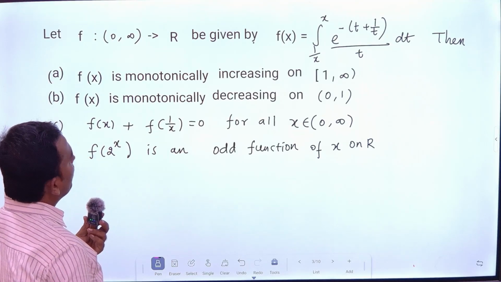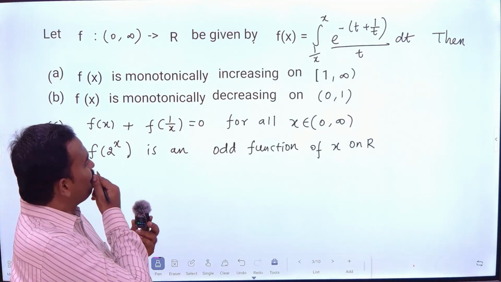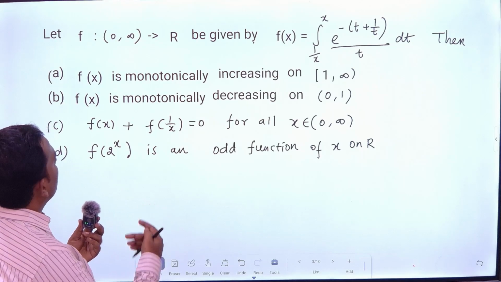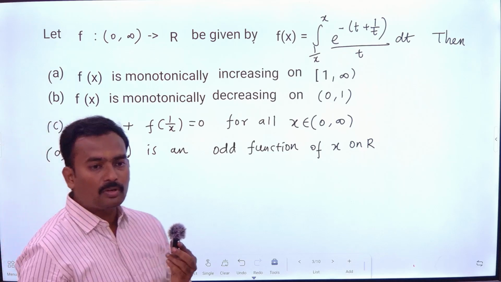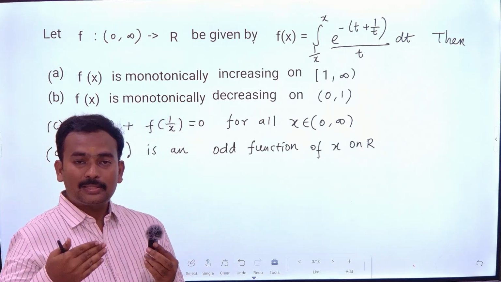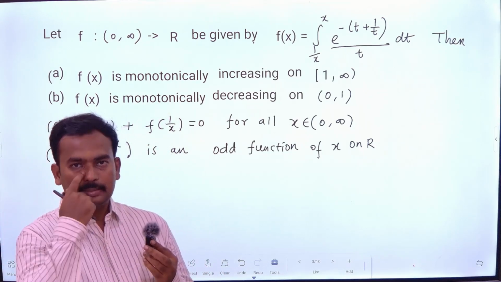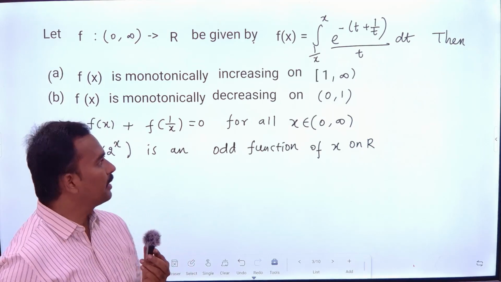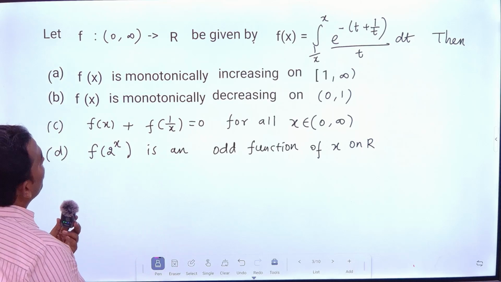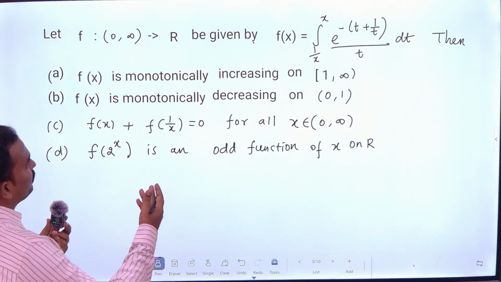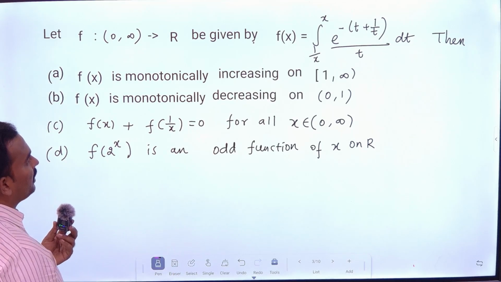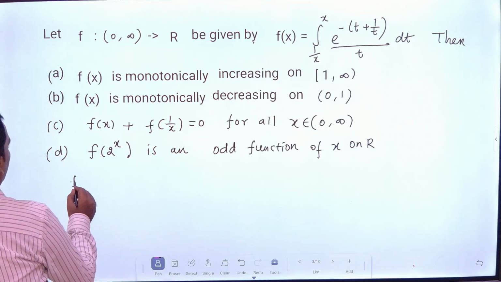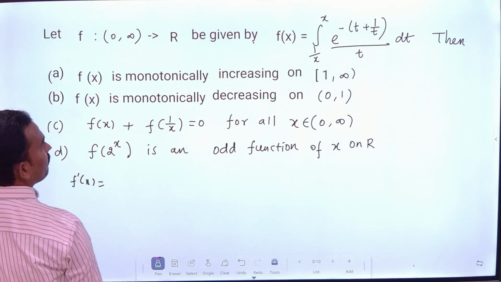So what idea we can apply here? You can see the first option, monotonically increasing. The function is increasing means the slope will be positive, right? That means f dash of x should be greater than 0 for all x in the interval, right? So the same way, the last problem we discussed using the Leibniz rule, we differentiate the integration, right? So the same idea you can apply here. What is f dash of x?